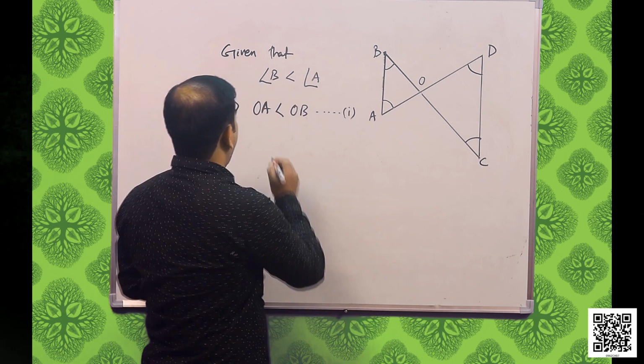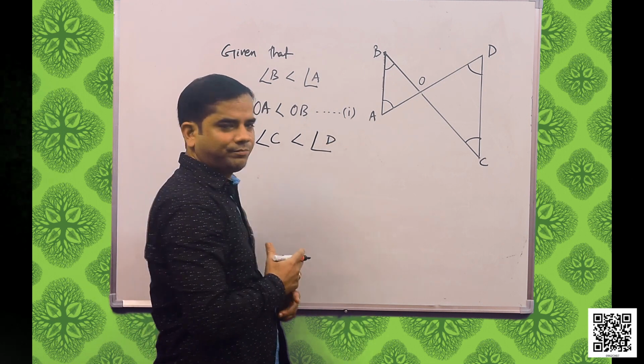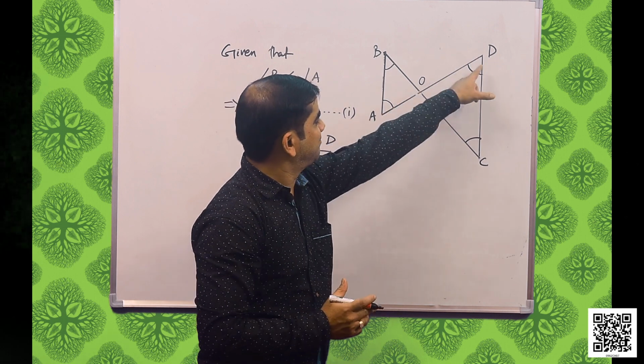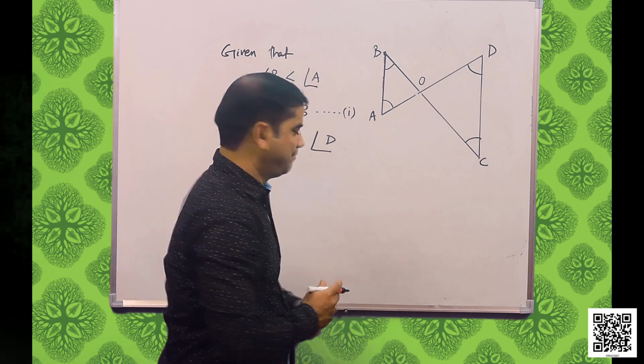Fine. Angle C is smaller than angle D. It implies OD is smaller than OC.